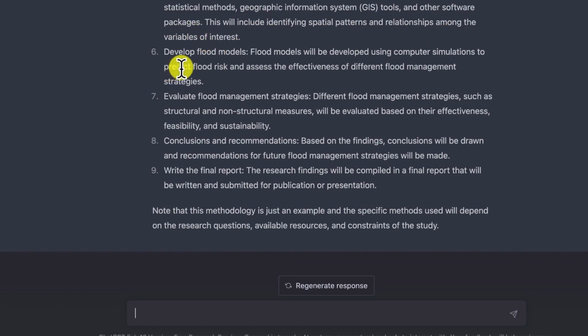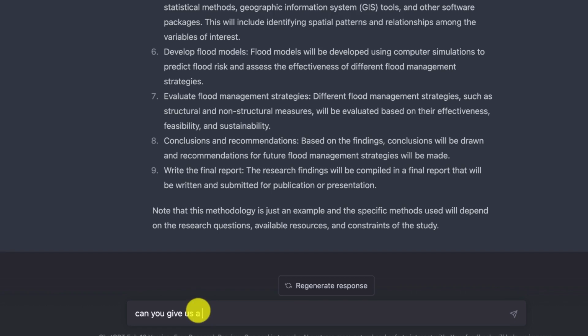Now you can see through this research, we're going to develop flood models, okay? And you can be very specific. If you have a specific flood model at heart or in mind, you can direct it to give you more details about that particular model and evaluate flood management strategies, and then you can have conclusions and recommendations. So this is just like an overview of the research methodology. You can be more detailed about one aspect of it.